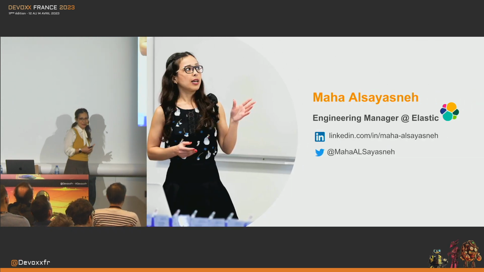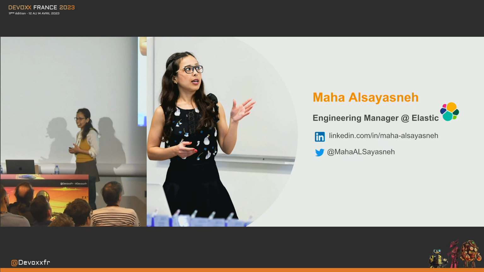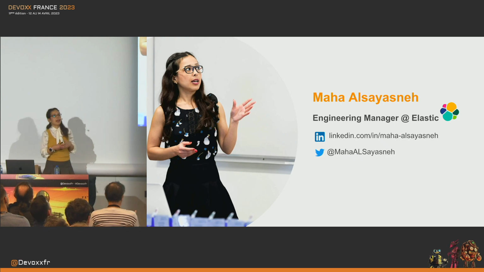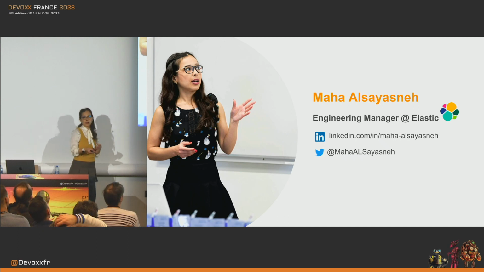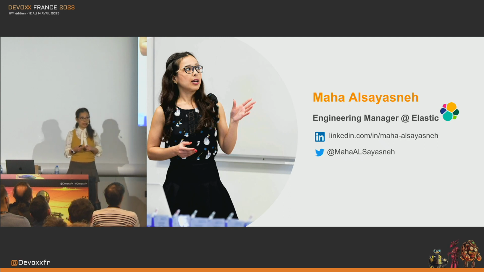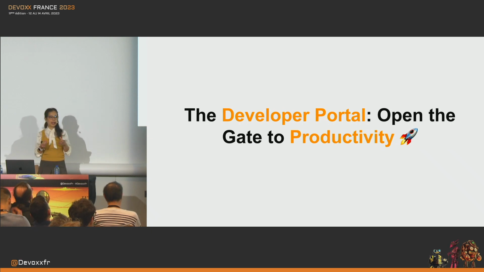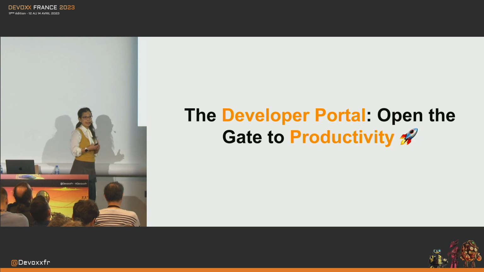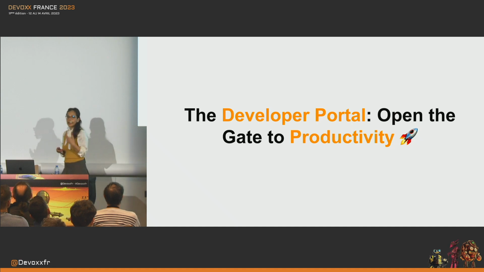Hi, everyone. My name is Maha. I am an engineering manager at Elastic. I'm leading the release engineering team at Elastic, where we provide guidelines, tools, frameworks, and guidance to the other product teams at Elastic, empowering them to produce their releasable artifacts. I also have a PhD in optimizing performance of multi-tier distributed systems deployed in a private cloud. And today, I'm going to talk about how we can improve the productivity of our developers across our organization by adopting and implementing what we call a developer portal.